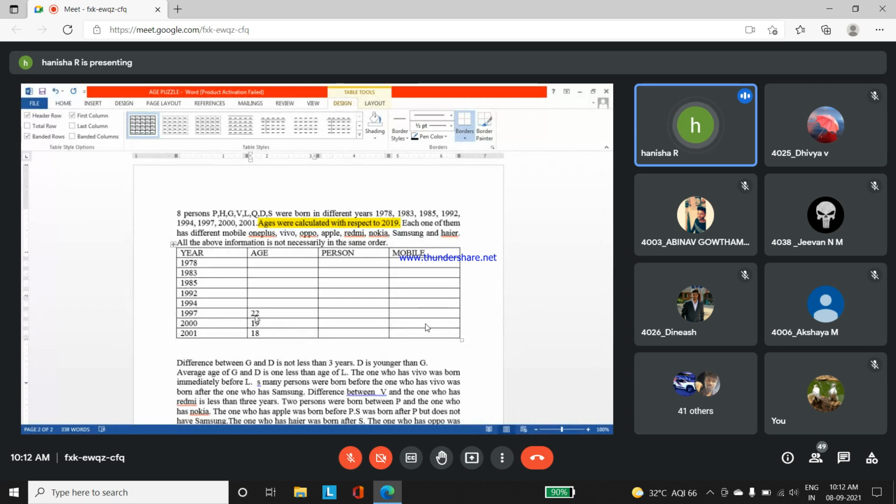Completing the whole table in the similar pattern, you'll get 25. Sorry, it will be here, 25 will be there. 25, 27, 34, 36, and 41. So this is your age, from 18 to 41. So we have subtracted the years from 2019 and we have got the ages. Now we are going to fill in the person and the respective mobile. For that, we need the clues that are given below.